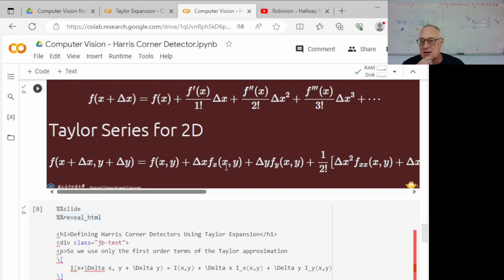Now calculating the higher order derivatives can be expensive, and so in order to speed up the computation, and given the fact that the higher order terms have less impact on the actual output, we simply use the first order terms only.